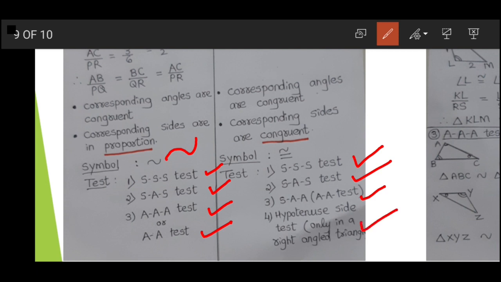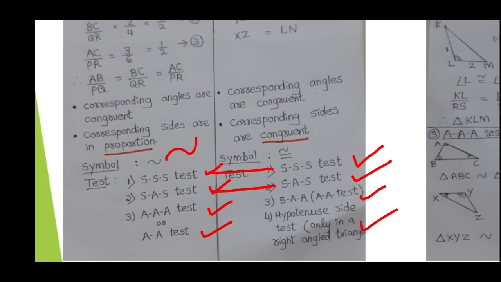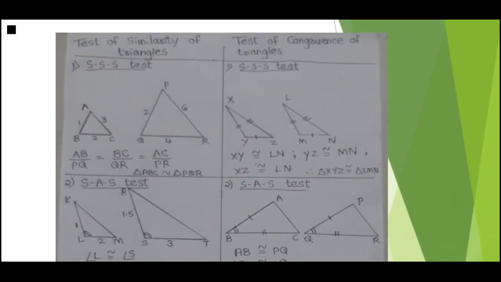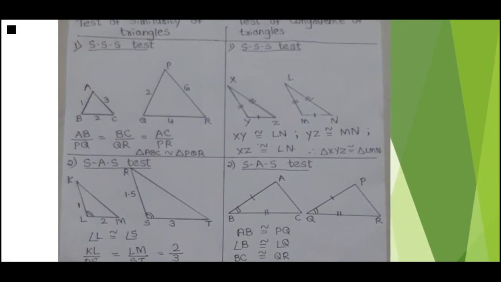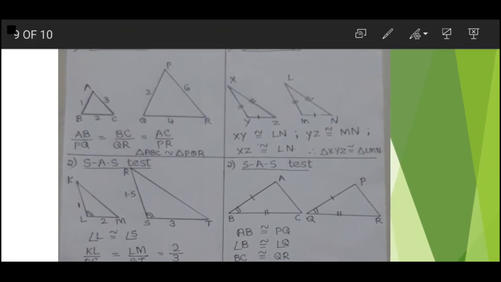Now see children, these two are the same, the remaining are different. Let me explain all this in detail. See children, in the SSS test, all the three sides are in proportion. As we have already discussed proportion, here the corresponding sides are proportional, therefore they are similar by SSS test.